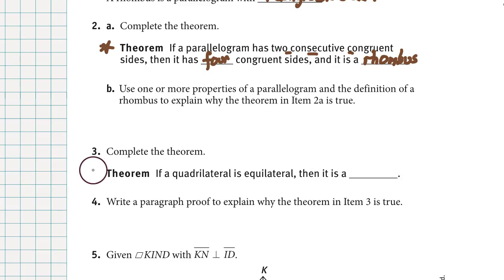Here's another theorem. If a quadrilateral is equilateral, equilateral means equal sides. If all sides are equal, then it is a rhombus. So this gives us another criterion to tell if a 4-sided shape is a rhombus. Let's look at the sides. If they're all equal length, then we know it's a rhombus.